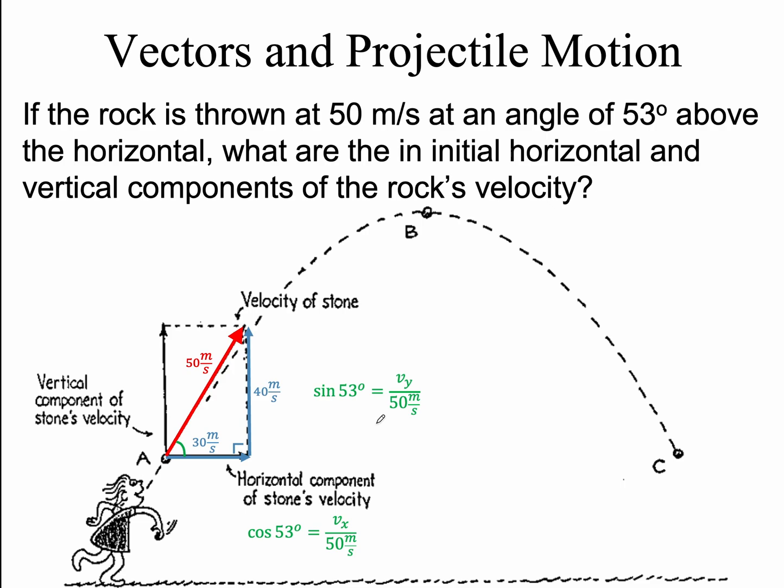What's the big idea? Well, if you remember from the first slide, this horizontal velocity remains constant. So what is it at the top of the path? It's still 30 meters per second. And what is it at point C? Also 30 meters per second. It doesn't change even as it flies. That's one of the big ideas in this chapter.